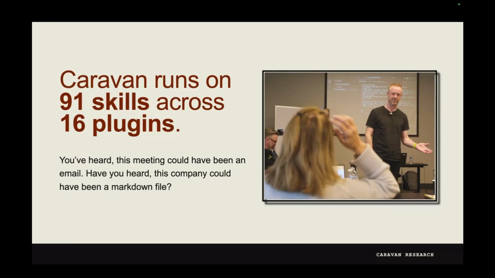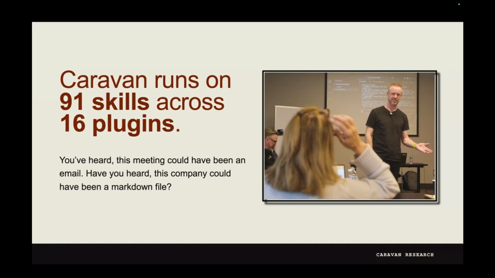So we run 91 skills across 16 plugins at Caravan. That's a very uneven distribution. Some of those are used every day. Some of those are experimental things that don't get used a lot. We encourage people to create and publish skills into the marketplace, and we'll look at our marketplace in a minute. Some of those things get a lot of traction. Some of them don't ever get used, and we probably have some cleanup to do in that regard.